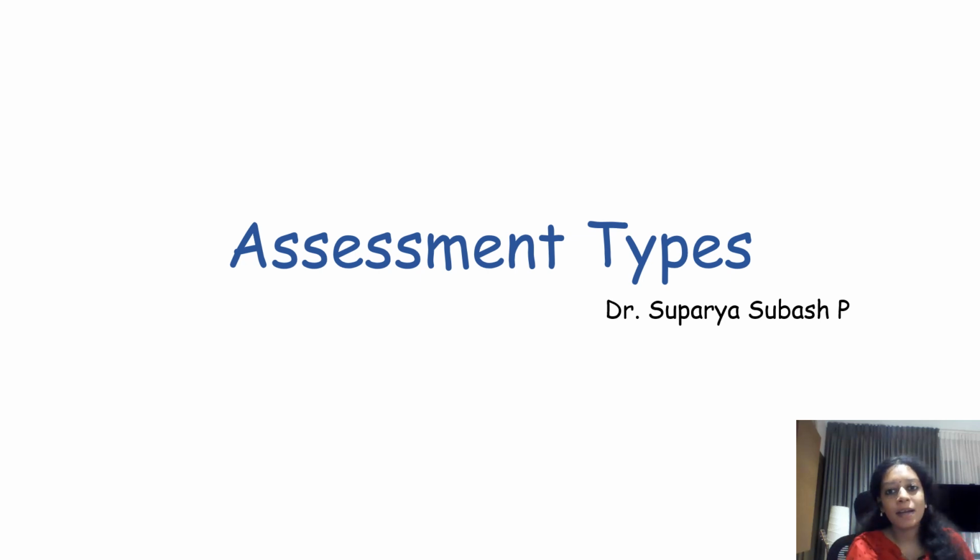So what is assessment meaning? Assessment simply means checking or measuring how well someone understands or performs something. Coming to education, it's used to see how much students have learned or how they are progressing. So let us discuss the types of assessments one by one.